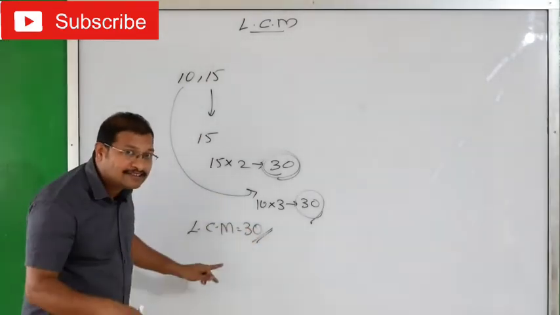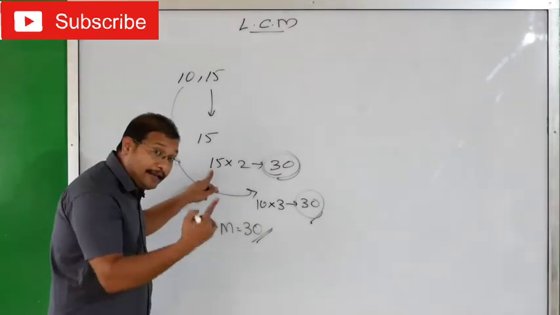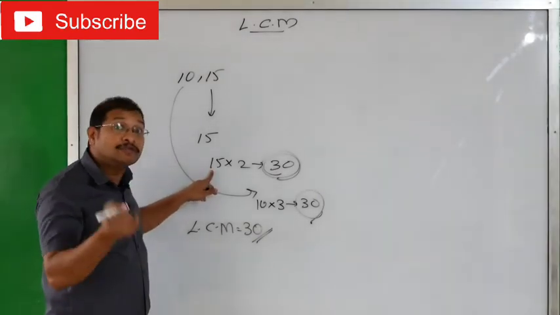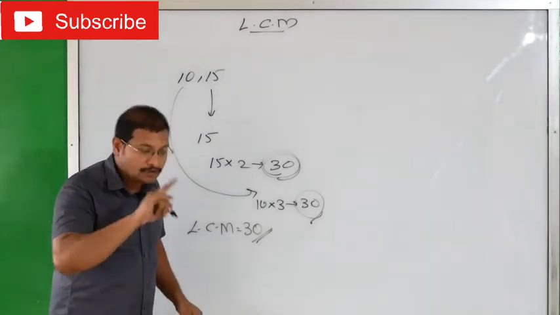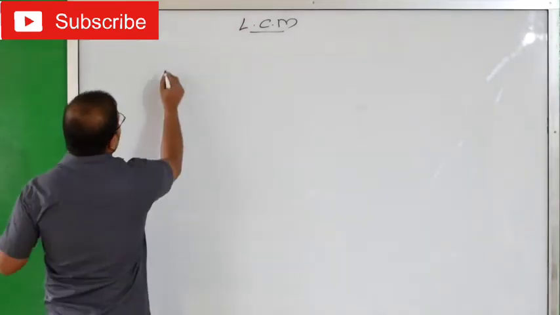Sometimes you can't divide it. Then what will you do? 15 into 3 will try. If you can't, 15 into 4 will try. I hope you understood. Let's see the next numbers.